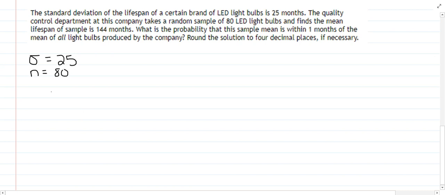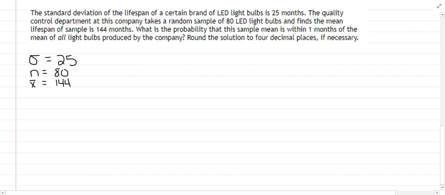Finds the mean lifespan of the sample. So that's X bar. Mean of our sample is 144 months. What is the probability that the sample mean is within 1 month of the mean of all light bulbs produced by the company? Round to 4 decimal places.